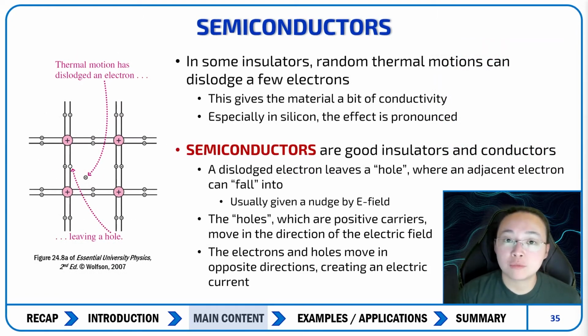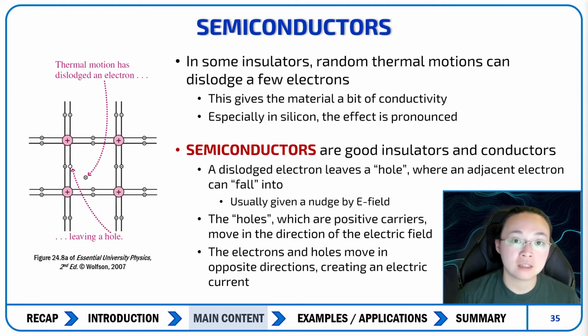Semiconductors. I had mentioned before that semiconductors are very unique, and so we do have a few slides dedicated to semiconductors. In some insulators, there are random thermal motions that can dislodge a few electrons. So it's very important to know this, because even though you have an insulator, there is an opportunity for them to conduct charge and for the material to have some conductivity. And that's why semiconductors are not really insulators and can't really be categorized just as insulators.